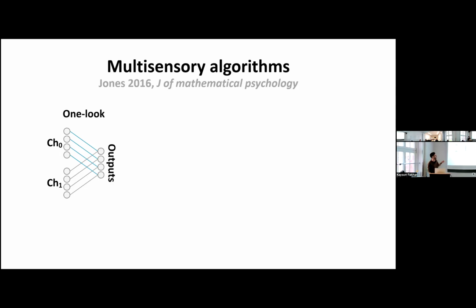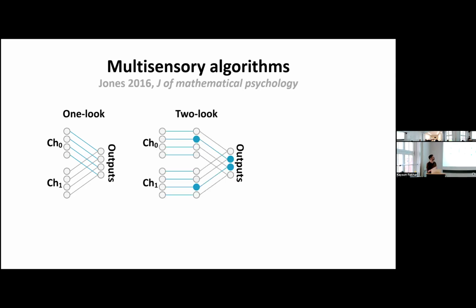And in this case, the active channel, or the channel being used, is the one shown in blue. So you could imagine that structurally, you have a multisensory circuit. There are connections from each channel to the outputs, but functionally, you're only using the information from one channel at a time. So this is essentially the same as just having a unisensory observer.